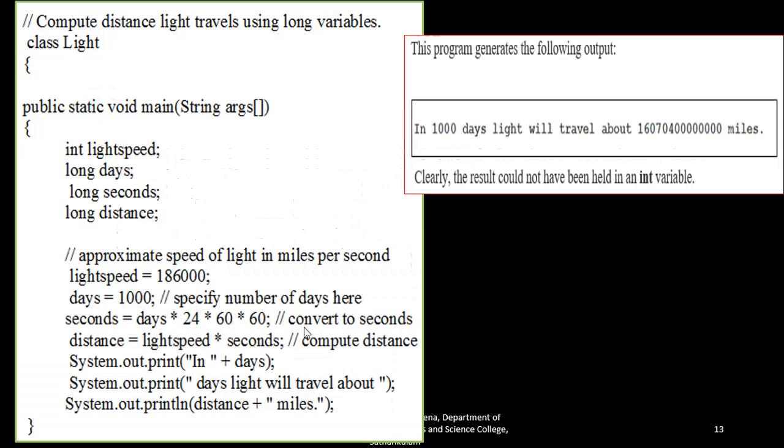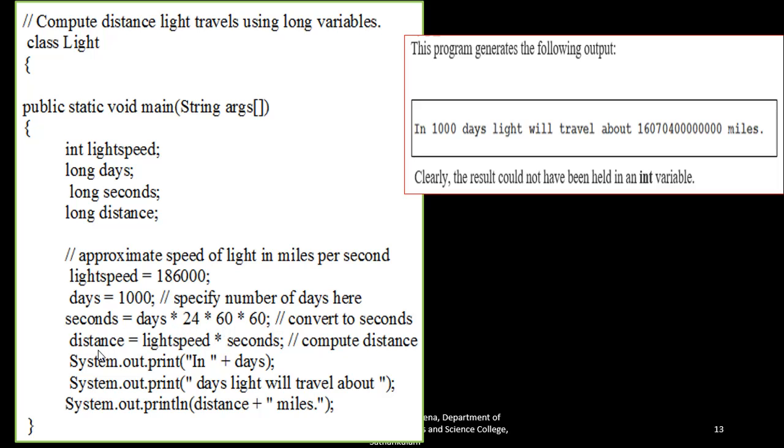This program is to calculate the distance traveled by light in 1000 days. For this, as we know, the Java program is enclosed within a class Light. In the main method we are declaring 4 variables: integer type data lightspeed, long days, long seconds, and long distance. Lightspeed is equal to 186000. Days is assigned as 1000. Seconds is equal to days into 24 into 60 into 60.